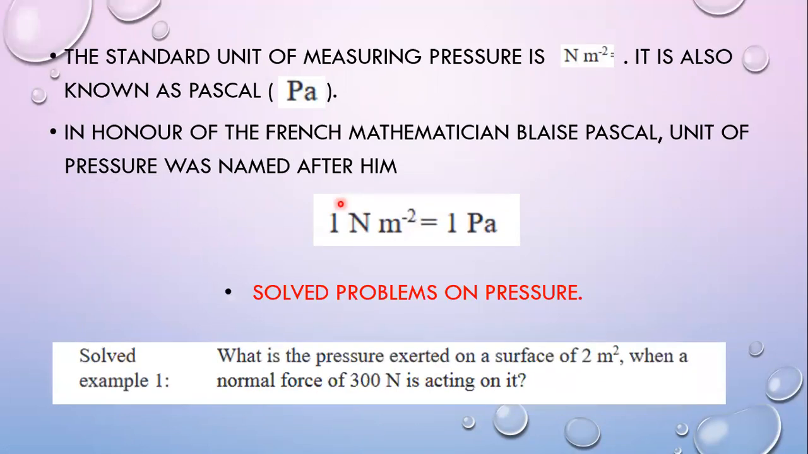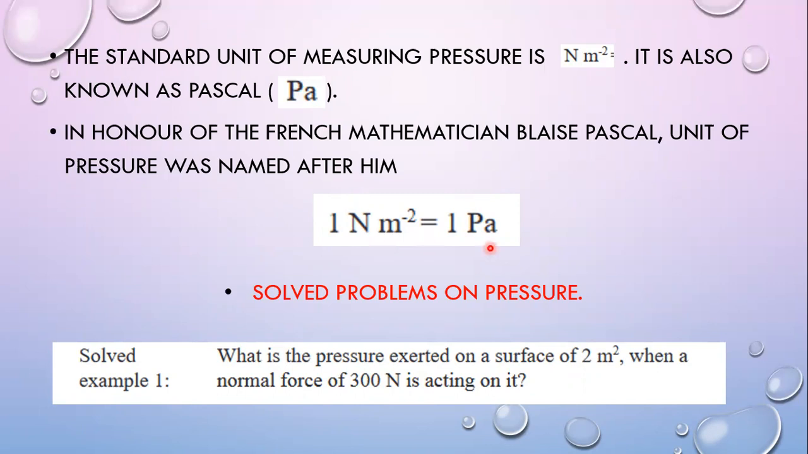It is also known as Pascal. Newton per square meter is also known as Pascal. Pascal we represent by capital P and small a, Pa. In honor of the French mathematician Blaise Pascal, the unit of pressure was named after him. 1 Newton per square meter equals 1 Pascal.